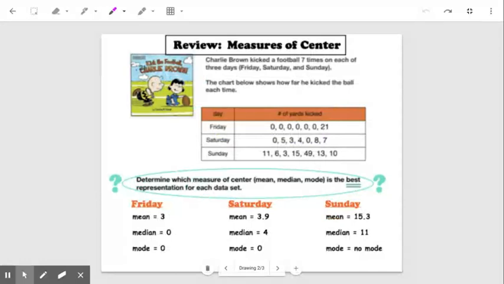It says, determine which measure of center, mean, median, and mode is the best representation for each set of data. And so what I already did is I took Friday's data and calculated the mean, median, and mode. Saturday's data, I calculated the mean, median, and mode. And Sunday's data, I did the same. So what I'd like to do is start with Friday's data. And we're just going to start right there.